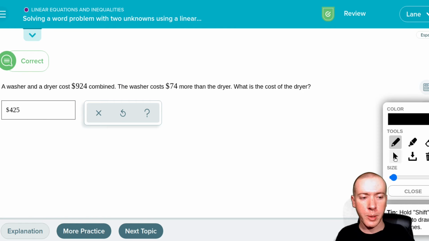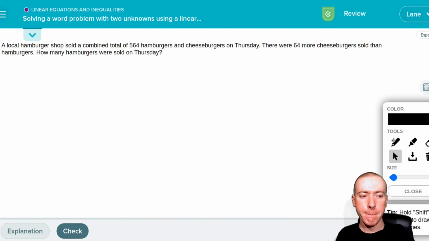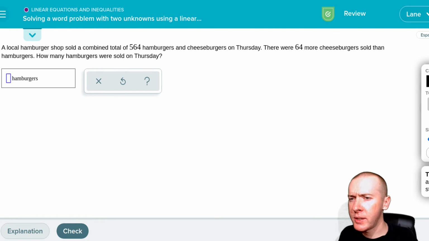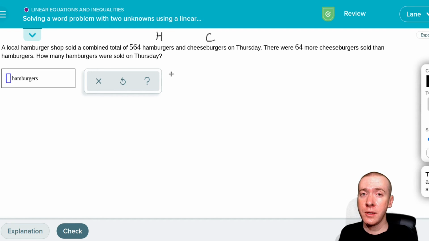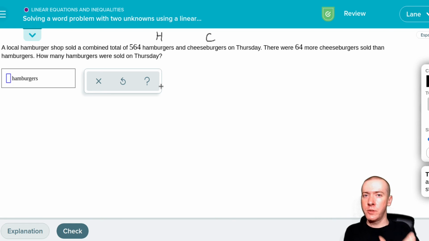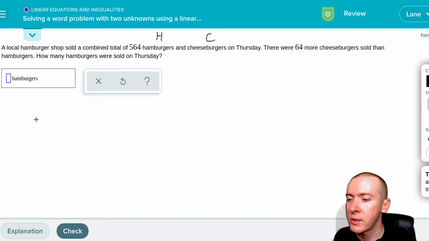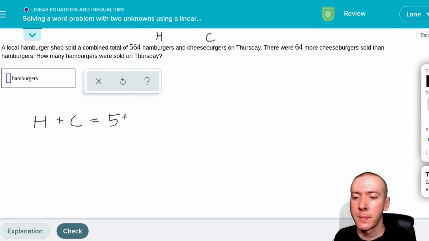Okay, let's do another problem. This problem has hamburgers and cheeseburgers, so let's go ahead and assign some variables, H and C. It says they sold a combined total of 564 hamburgers and cheeseburgers. That means if we took the number of hamburgers and the number of cheeseburgers and we add them together, the total is 564, right? So H plus C is 564.